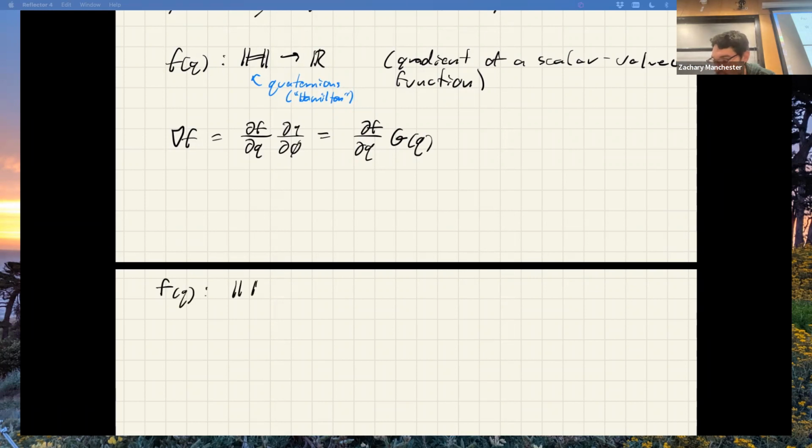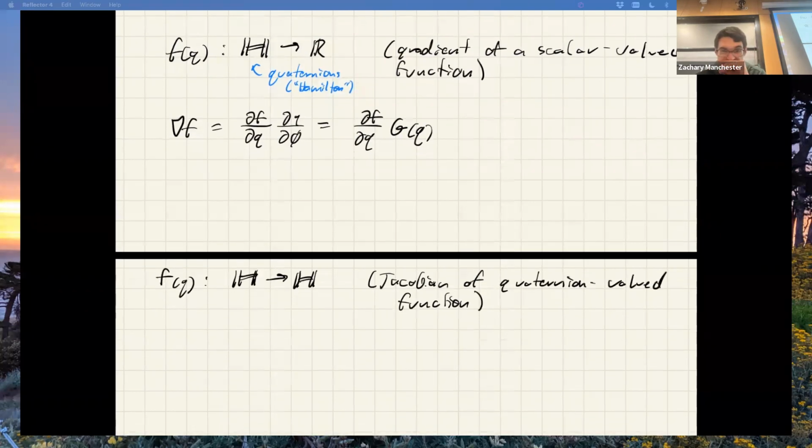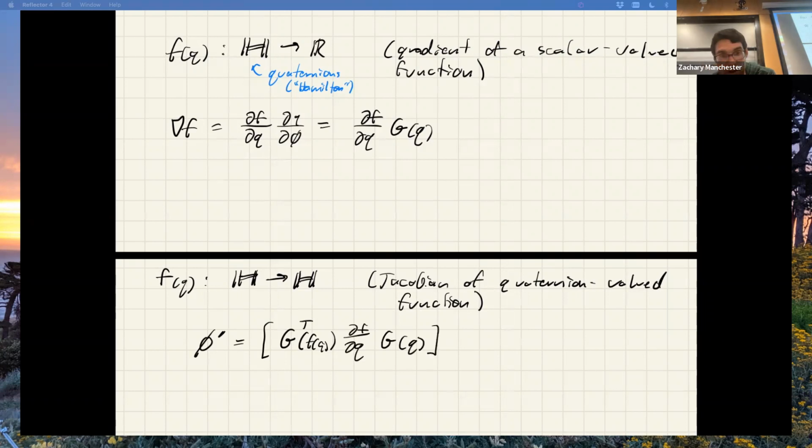Here, let me write this down. So this guy's, say, from H to H. Think dynamics, discrete time dynamics. So this is a Jacobian of a quaternion valued function. The way this works is, remember, we're basically going to play the trick on both sides. So what we're finding on the output side is a phi prime, and you're going to use the attitude Jacobian on both sides. Here it's computed about the output quaternion, and it gets transposed. And then over here, it's your regular naive Jacobian. And then the stuff on the right is the same thing.